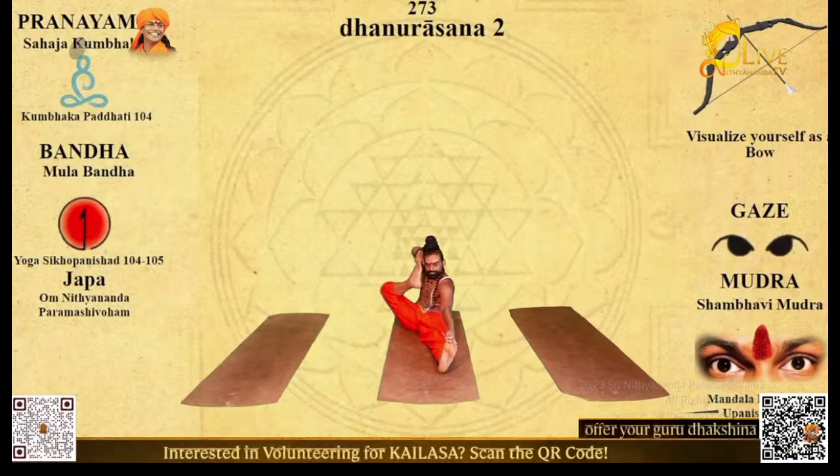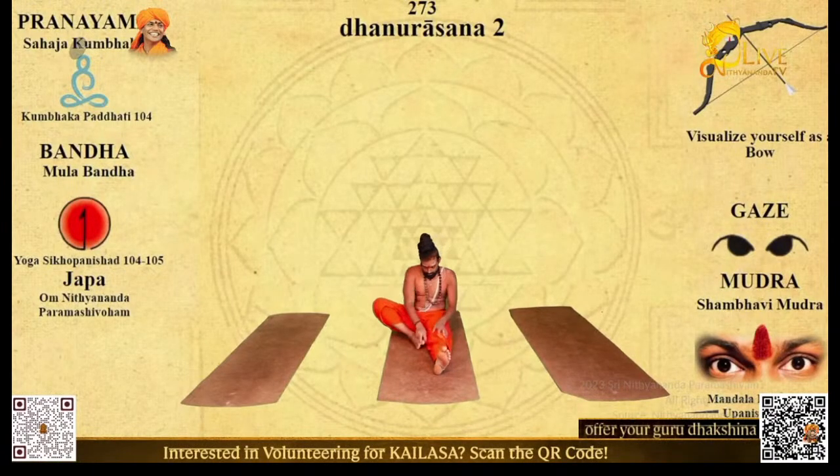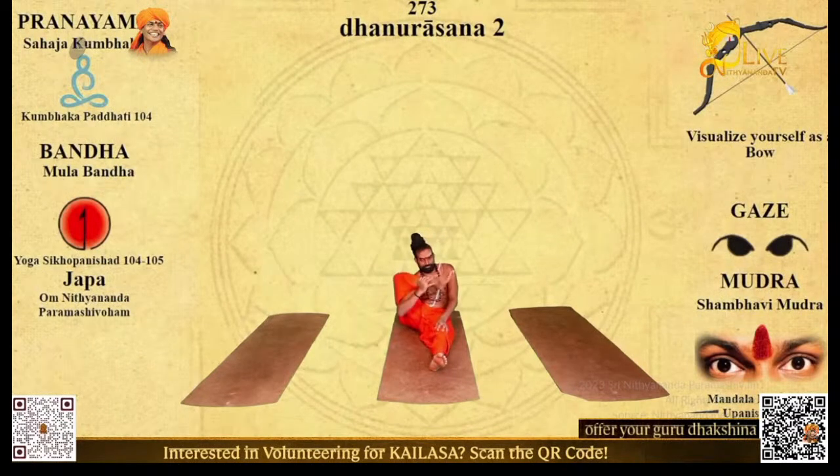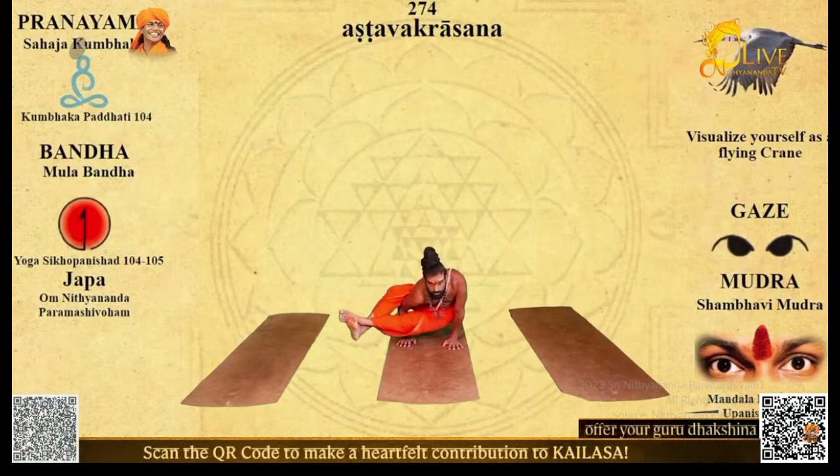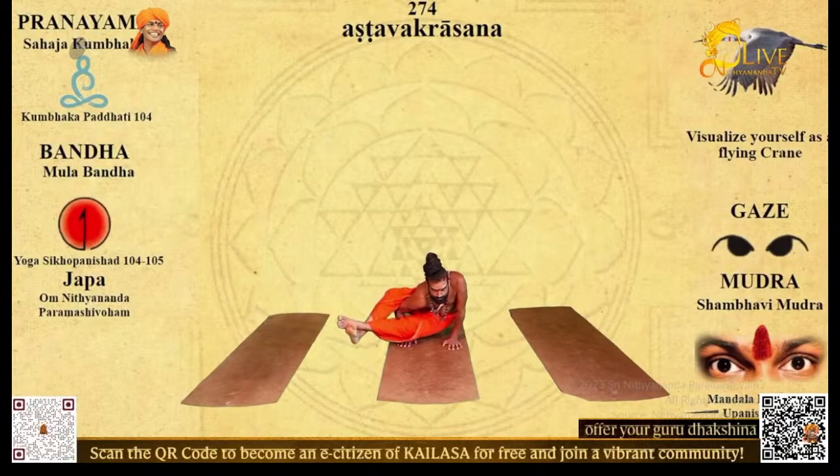Now hook the right foot over top of the right shoulder and the left foot over top of the right, extending the legs to the side, leaning forward, balancing on your arms and visualizing yourself as a flying crane in Ashtavakrasana.